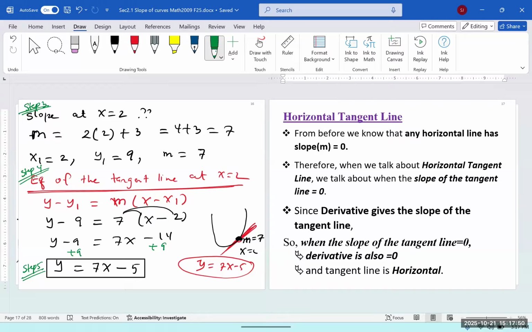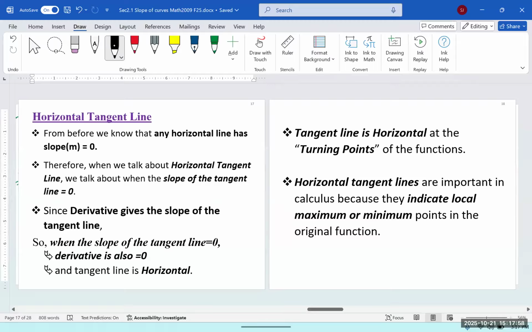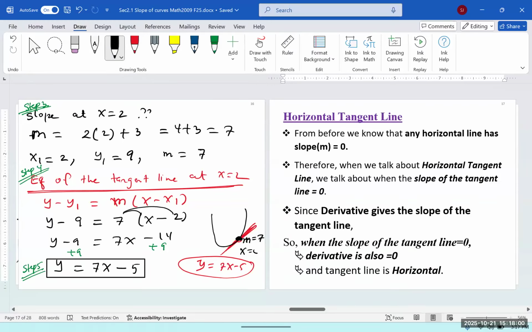Horizontal tangent line. So we know the tangent line has different shapes. So this tangent line is positive. If you want to find a tangent line here, this tangent line will be negative, right? If you want to find a tangent line here, this tangent line will be vertical. And if you want to find a tangent line here, this tangent line will be horizontal. Tangent line could be anything: horizontal, vertical, increasing, decreasing. It has all types of shapes.